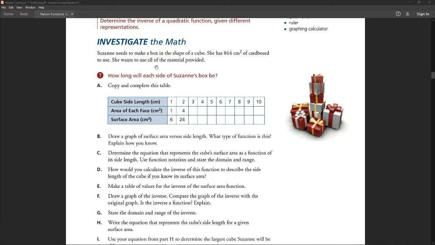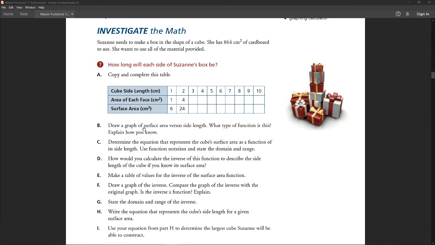Our question is, she has 164 centimeters squared of cardboard to use. She wants to use all of the material provided. So we're trying to find x. 6x squared equals 164 is what we're trying to solve, I guess, where x is the length of the side of the cube.